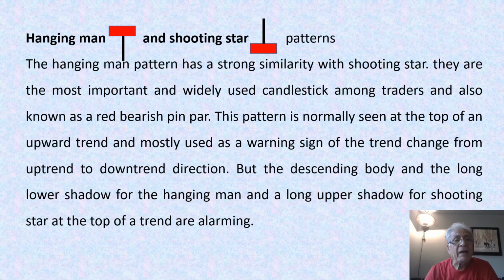The hanging man pattern has a strong similarity with shooting star. They are the most important and widely used candlestick among traders, and also known as a red bearish pin bar. This pattern is normally seen at the top of an upward trend, and mostly used as a warning sign of the trend change from uptrend to downtrend direction. But the descending body and a long lower shadow for a hanging man and a long upper shadow for a shooting star at the top of an upward trend are alarming.